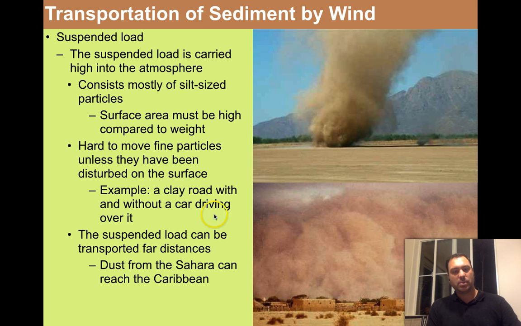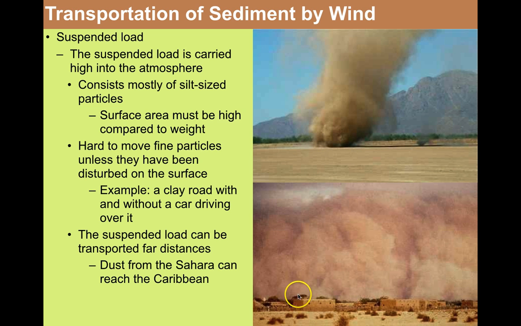Okay, the suspended load can be transported very far distances. We do, in fact, detect from satellite imagery dust from the Sahara Desert can reach all the way into the Caribbean Sea, off the coast of Florida and down to the south all the way to the northern shores of Colombia. All right, so here we see a couple of examples of these things, a major dust storm blowing in. This is, I believe, in North Africa. This is not something you want to get caught in.